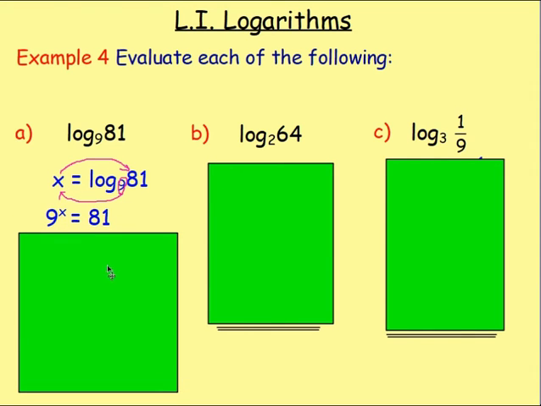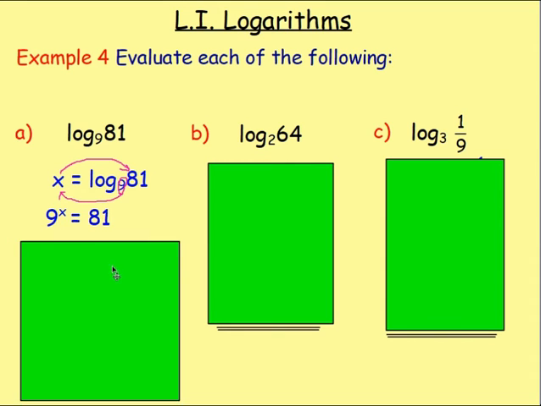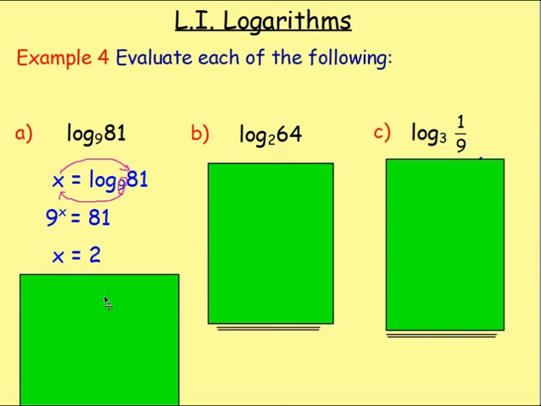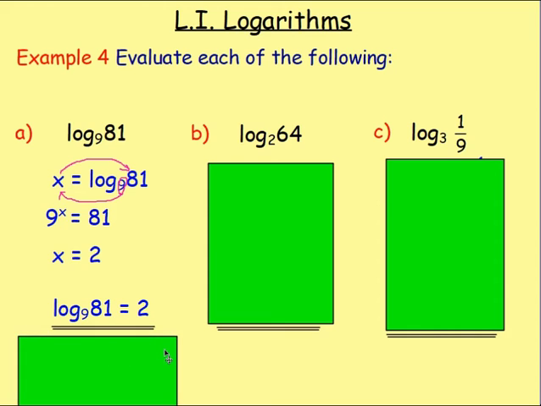And from there, 9 to the power of what gives you 81? That makes it easier to work out. We know that 9 squared is 81, so x is just going to equal 2. Make sure, though, if you're asked to evaluate this, don't finish off by saying x equals 2. We're not asked to work out x. We just have to work out what this is equal to. So we're going to finish off by saying that log base 9 of 81 equals 2.